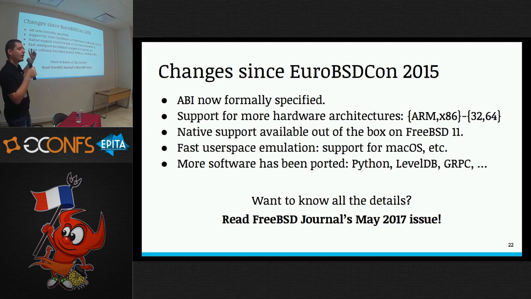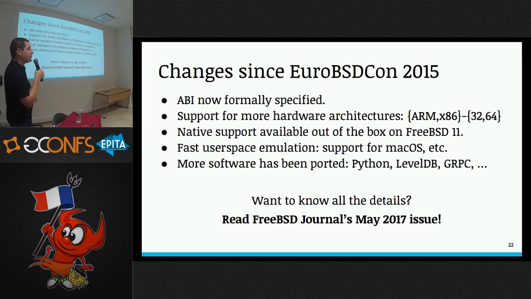Support for more hardware architectures. When I first announced CloudABI, it only worked on x86-64. Nowadays, it runs on four architectures. FreeBSD 11 has been released in the meantime, so support for CloudABI is integrated into it. Just install FreeBSD 11.0 or 11.1, and then you have some proper support for running CloudABI software.